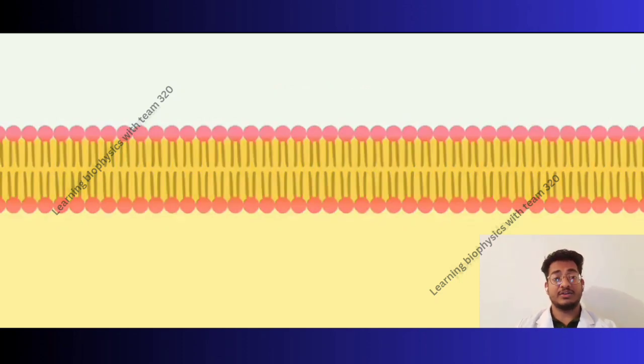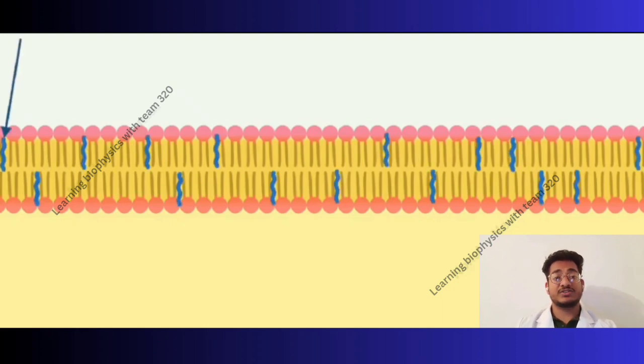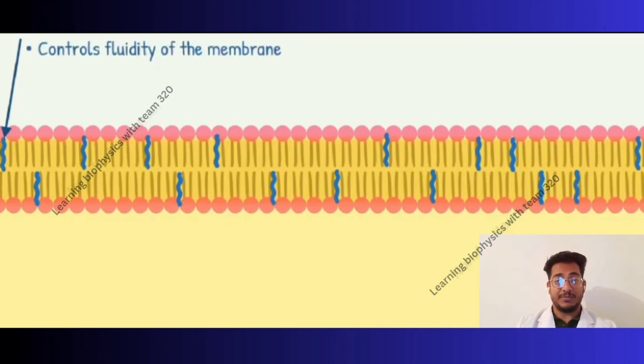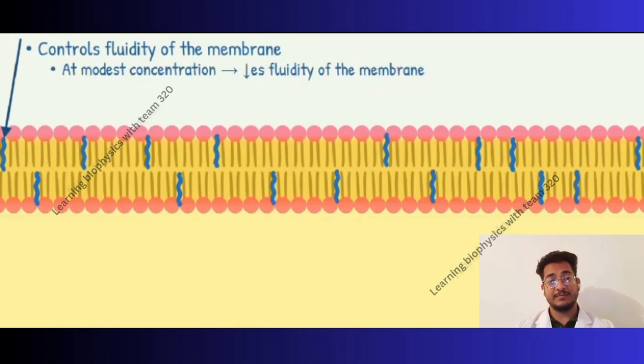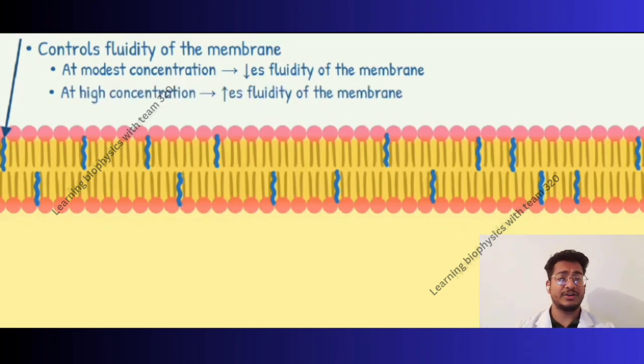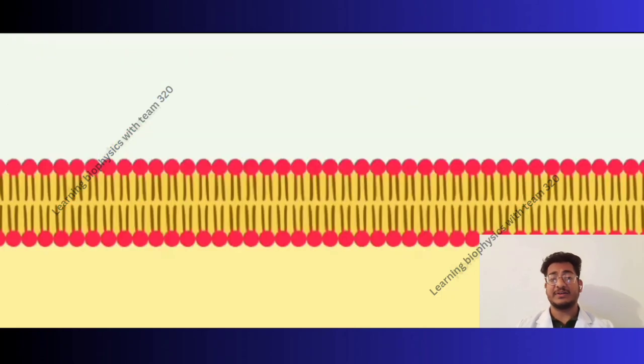And now let's continue with the next lipid, cholesterol. Cholesterol molecules are dissolved in the lipid bilayer. It controls the fluidity of the membrane. At a modest concentration, it decreases the fluidity, or in simple words, it makes the membrane more rigid. And at high concentration, it increases the fluidity of the membrane. And so these are the lipids.